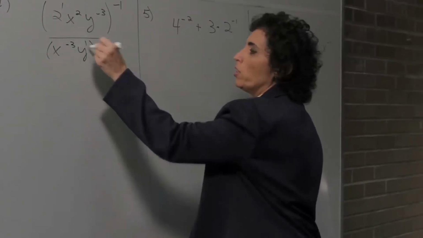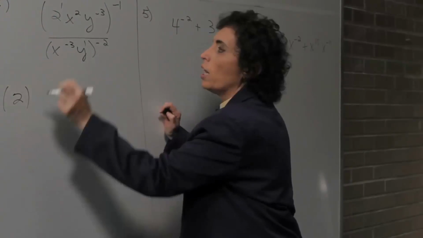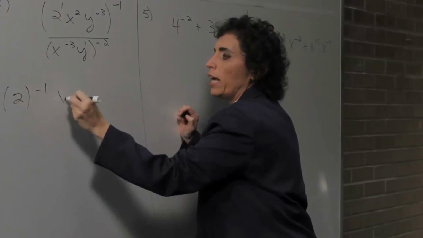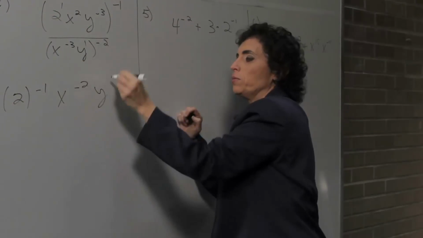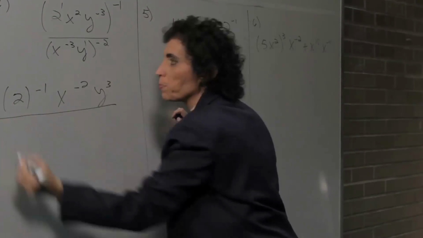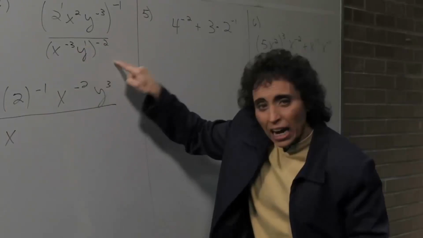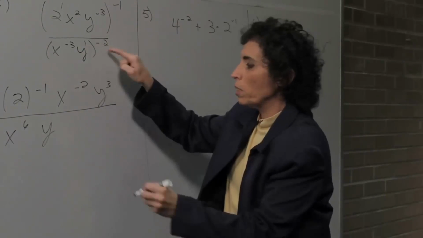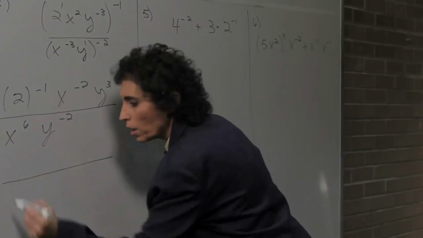All right, putting 1s wherever I don't see an exponent for the exponent. Keep the base 2. Again, multiply the exponent. 1 times negative 1 is negative 1. X, 2 times negative 1 is negative 2. Negative 3 times negative 1 is 3. On the bottom, same thing. Keep the base. Negative 3 times negative 2 is 6. Keep the base. 1 times negative 2 is negative 2. Okay, we're moving. All right, here we go.